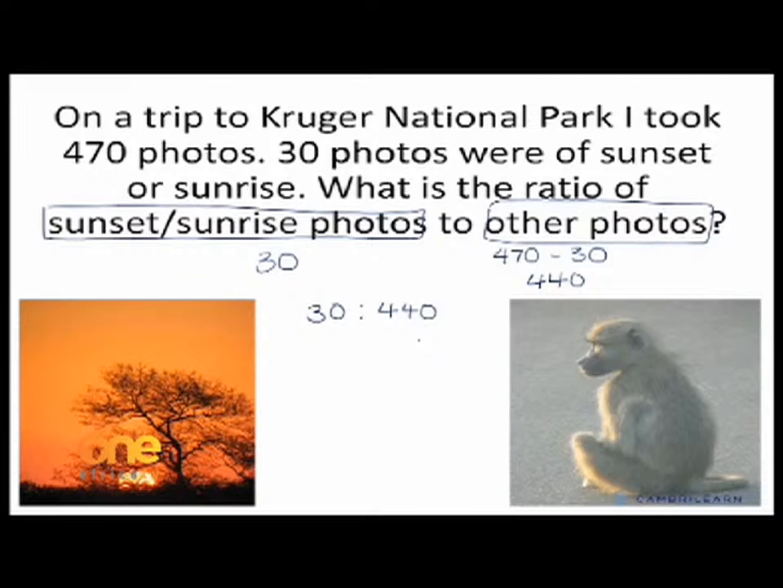But remember, you must always reduce it to its simplest form. So quite obviously here we can get rid of 10 from both sides. 3 to 44. 3 doesn't go into 44, so we can't take it all the way down to 1. And there's nothing else that's common to both, so that's our final answer. The ratio is 3 to 44.